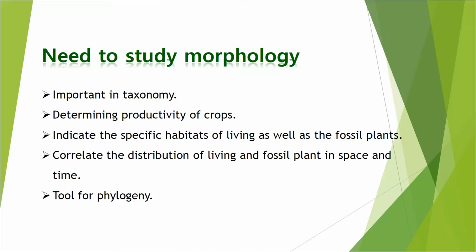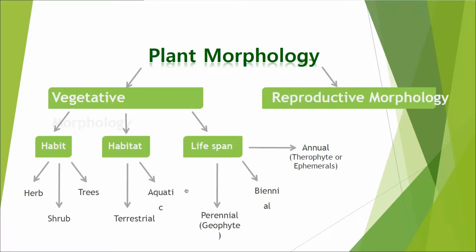Phylogeny is to understand the relationship between the organisms, to understand how a particular plant has evolved, the relationship between the organisms which comes in the order of the classification. Plant morphology can be studied under two broad categories, that is vegetative morphology and reproductive morphology. So in this lesson we are going to deal with the vegetative morphology.